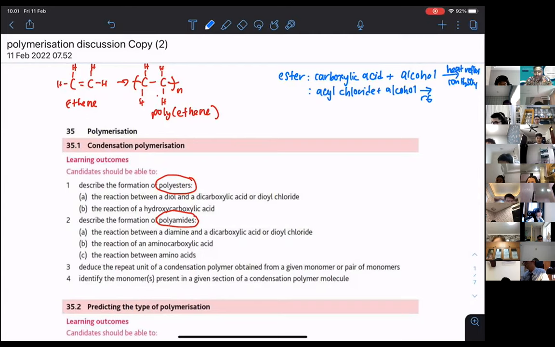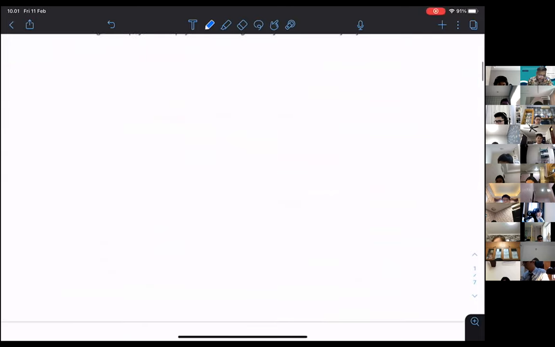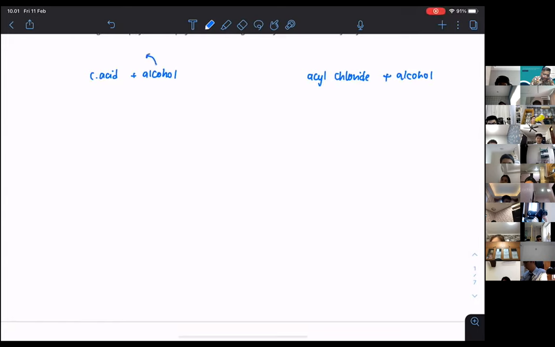Therefore, you have two ways. How do you get ester? But now we are talking about polyester. So when it comes to polyester, it is similar. How do you get polyester? If you have carboxylic acid plus alcohol, or acyl chloride and then you add alcohol, if you want a polymer, or polyester, you just need to make sure that they can continuously react. So how do you make sure that they continuously react? For the alcohol, make sure left and right contain OH and OH. They will continuously react. You cannot have only one OH. They will not continuously react. You are going to get ester only.